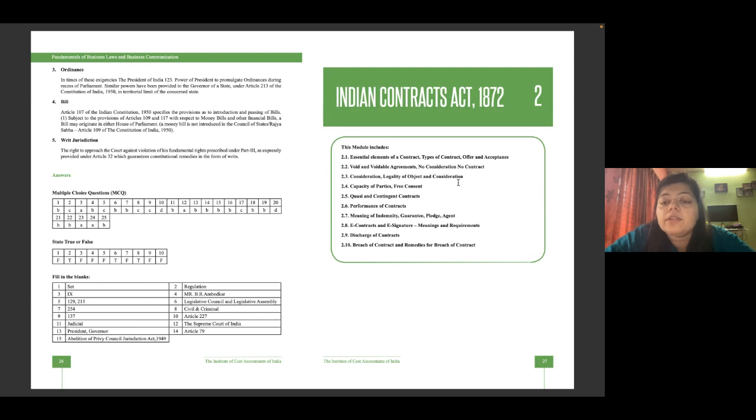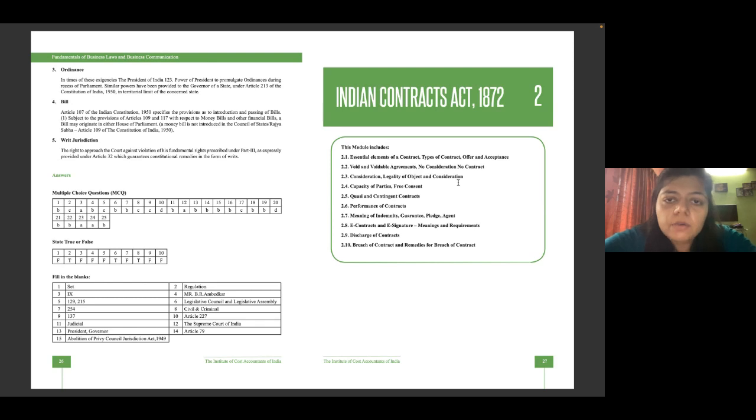We will be talking about the legality of object and the legality of consideration, as well as capacity of the parties, the free consent involved therein, the quasi and the contingent contracts, performance contracts, indemnity, guarantee, pledge, agency, as well as e-contracts and e-signatures. Additionally, we are going to talk about discharge of contracts and breach of contracts and remedies for breach.